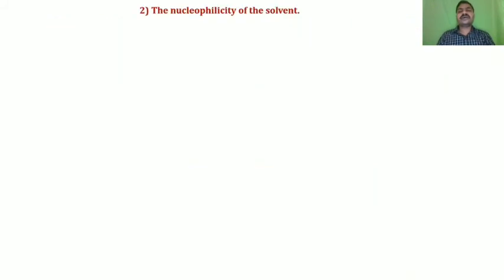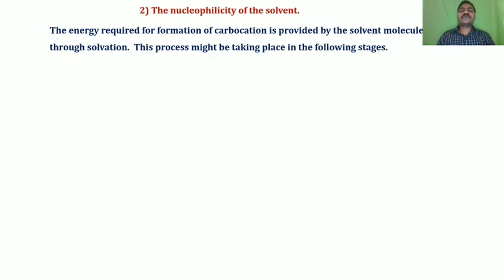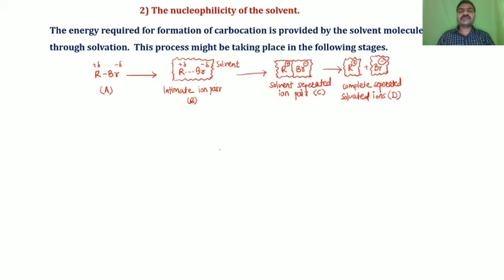Then the second factor is the nucleophilicity of the solvent. The energy required for the formation of the carbocation is provided by the solvent molecules through the solvation process, and this might take place in the following stages. So these are the stages. Stage 1 is the molecule. Stage 2 is where solvent molecules surround the intimate ion pair. Then the third case is solvent separated ion pairs, and the fourth case is completely separated solvated ions.